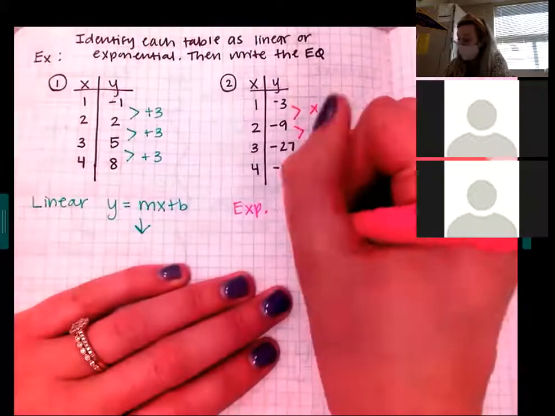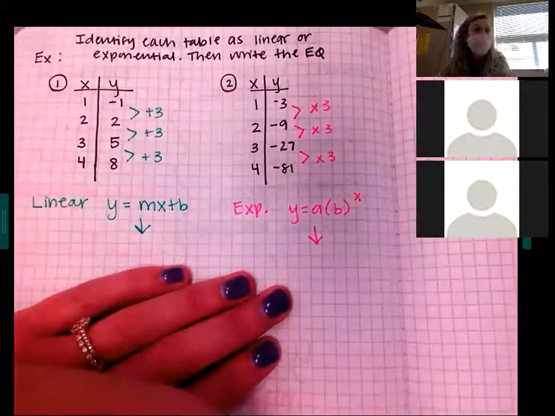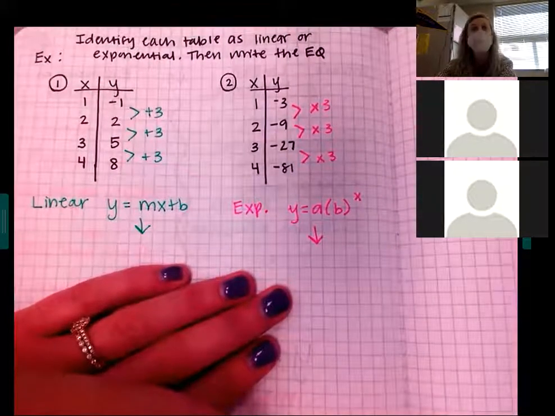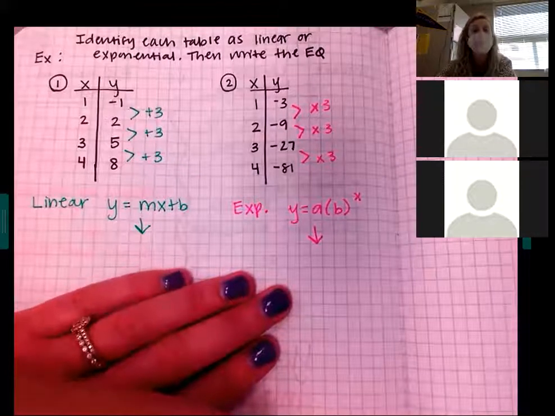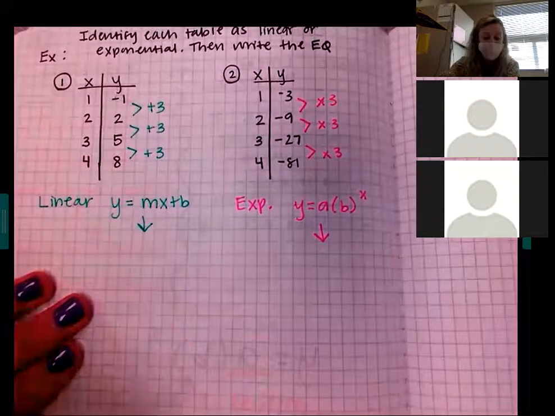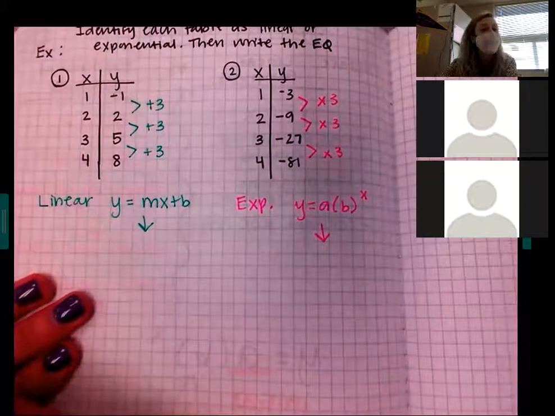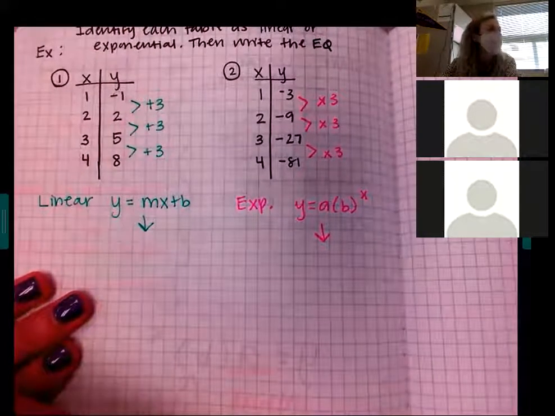It's not bad. You look at the pattern. Is it adding? Then it's linear. If it's multiplying, then it's exponential. Okay? So let's start with the linear one for writing the equation, because y'all should know what this is. What's the slope of the linear one? What are we adding each time?